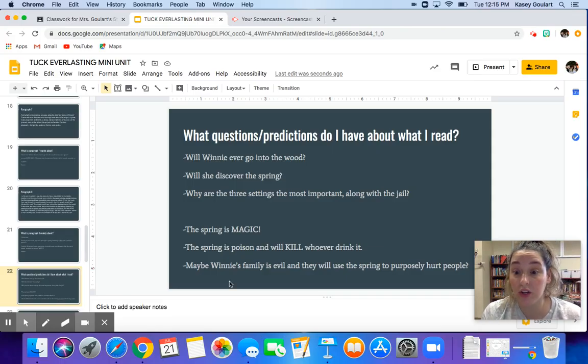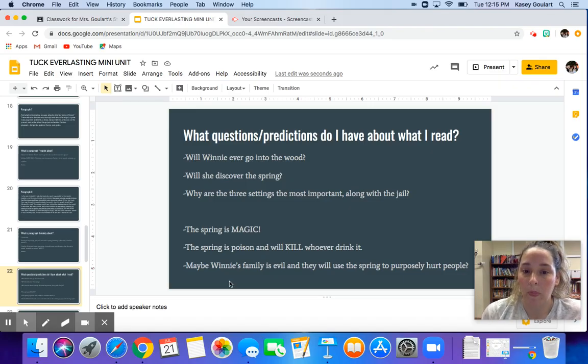All right, these are the most common questions up top and predictions on the bottom that I usually get, but we can go in a lot of other directions as well. Will Winnie go into the wood? What do you think? It's chapter 1. I don't think they would have introduced her to us for nothing. I also don't think they would have introduced the fact that she's never been into the wood for nothing. Probably. Will she discover the spring?